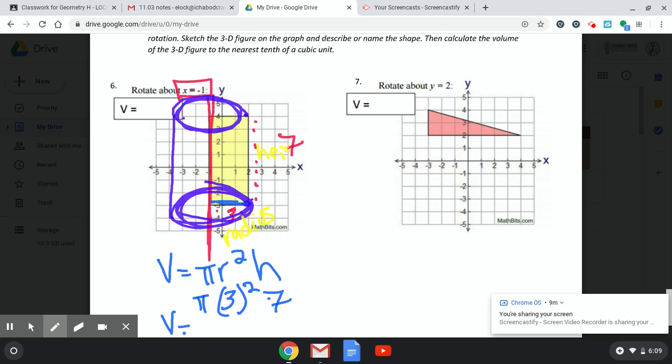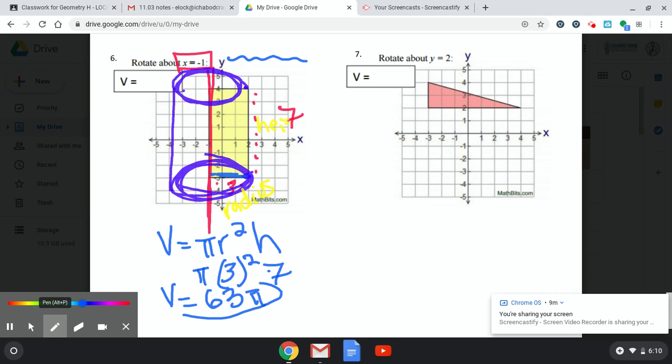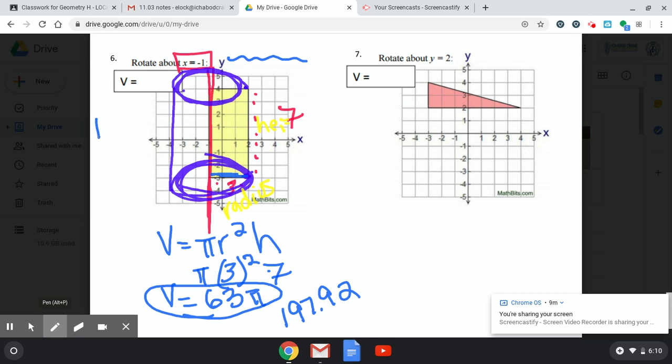So if we want to find the volume of this image, 9 times 7 is going to give us 63 pi. Pi is big, so they just asked us to calculate to the nearest tenth. So I'm going to do it in terms of pi first. So 63 pi is our answer, and that to the decimal place of the tenths is going to be 197.9.